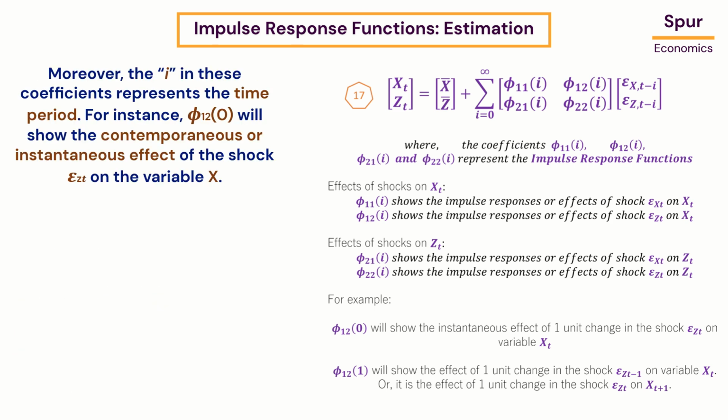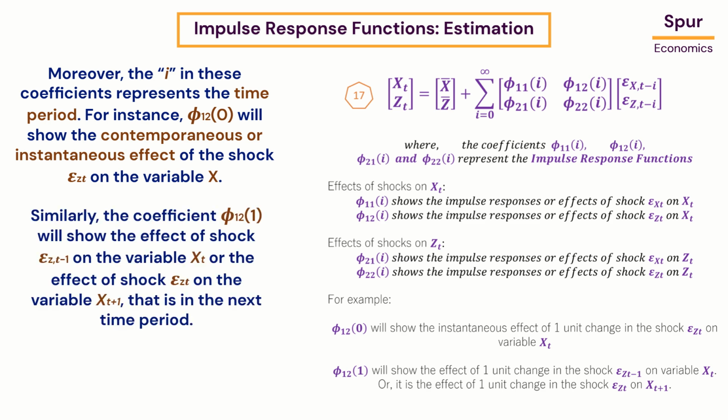Moreover, the i in these coefficients represents the time period. For instance, phi120 will show the contemporaneous or instantaneous effect of the shock epsilon zt on the variable x. Similarly, the coefficient phi121 will show the effect of shock epsilon zt-1 on the variable x, or the effect of shock epsilon zt on the variable xt+1, that is, in the next time period.